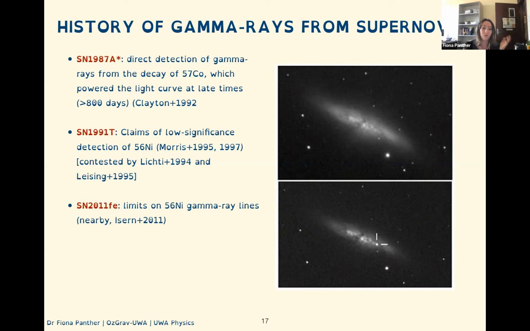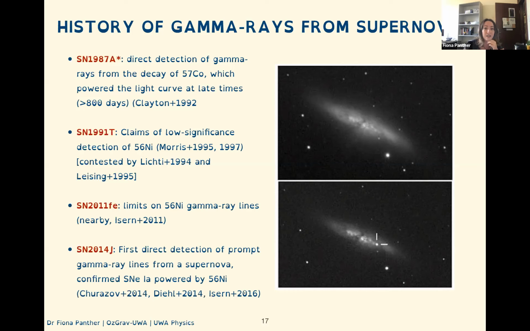2011fe was relatively nearby. It was within 10 megaparsecs. And there were some limits made on the nickel-56 gamma ray lines, but it wasn't until 2014 that there was a direct detection of prompt emission of gamma ray lines from a supernova. And this actually confirmed for the first time, absolutely with no doubt, that type Ia supernovae are powered by nickel-56. So the little spot there in the crosshairs, that's 2014J. It was about 4 megaparsecs away, so it was nice and close in cosmological terms.